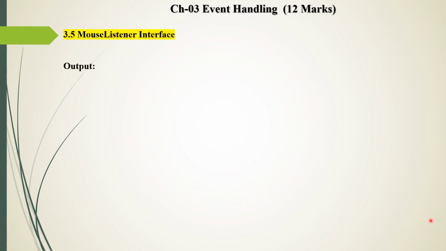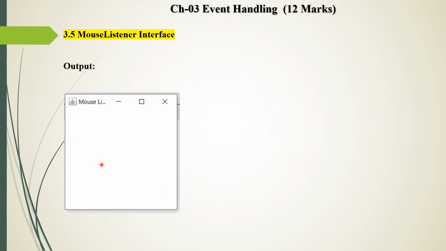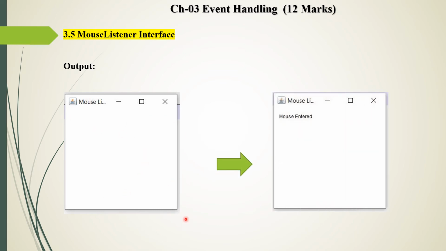Then the output of the program is displayed. First a blank frame is displayed. Initially one label is added in this frame, but this label is blank, so nothing is displayed in the frame. Next, when you enter the mouse cursor in the frame, this message is displayed: mouse entered.